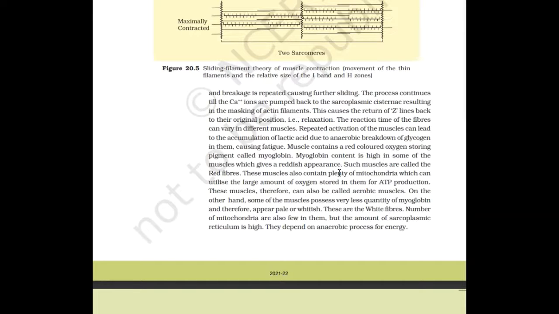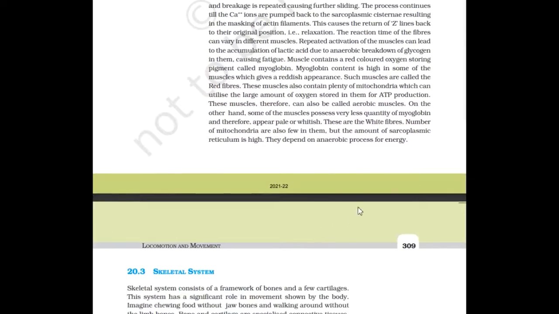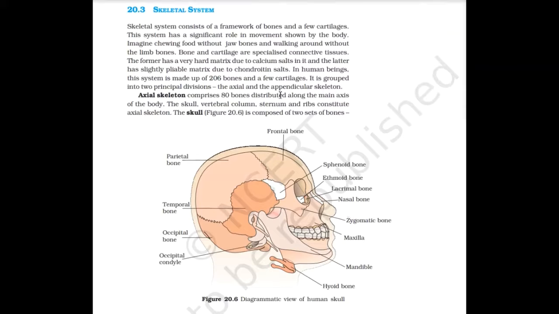On the other hand, some of the muscles possess very little myoglobin and therefore appear pale or whitish. These are the white fibers. The number of mitochondria is also low in them, but the amount of sarcoplasmic reticulum is high. They depend on anaerobic processes for energy.